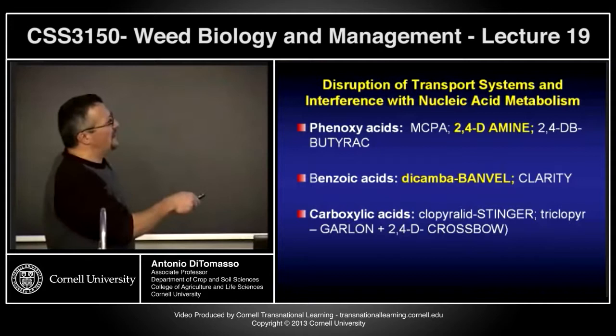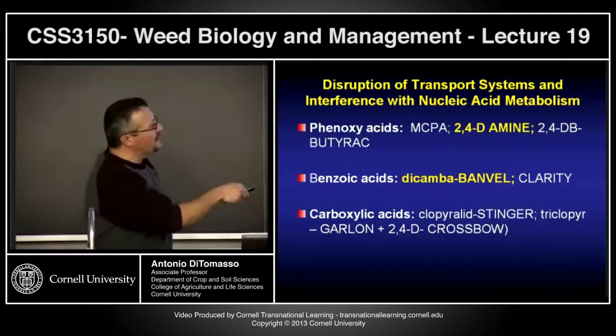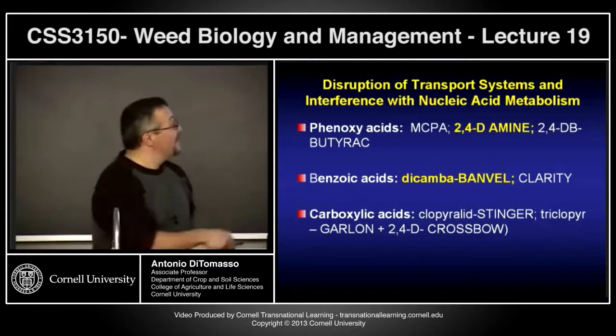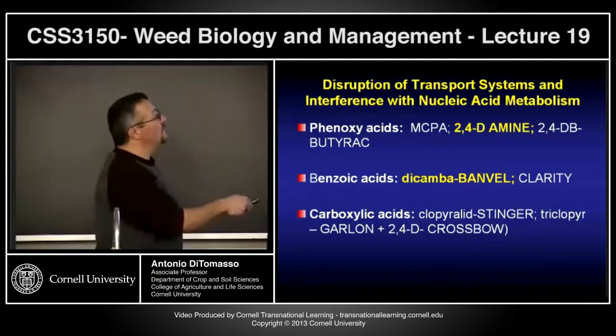And the carboxylic acids: clopyralid, triclopyr, which is Garlon. Triclopyr plus 2,4-D often come together, and the trade name is Crossbow, if some of you are familiar. This group of herbicides is much more widely used in non-cropping systems and natural areas. If you're trying to manage invasive plants, very often broadleaf plants, these are some of the herbicides used in these areas.